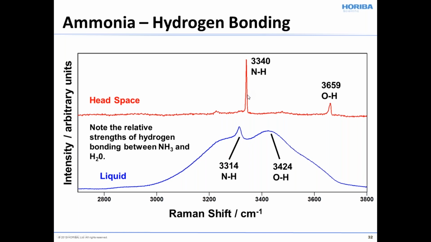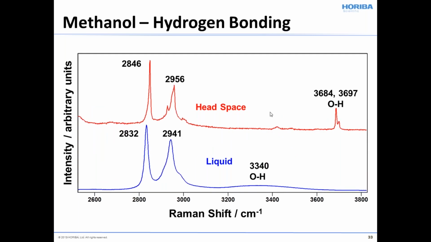And then in the vapor phase, the headspace above the ammonia, you see a significant shift, 3314 to 3340, but not nearly as big of a shift as you see for the OH stretch, where both of them are unresolved, but the peak is at 3659. So what this is showing you is that the hydrogen bonding in water is substantially greater than hydrogen bonding and other molecular interactions of ammonia with water. All right, so again, Raman spectroscopy for both liquid and headspace, but also probing molecular interactions.